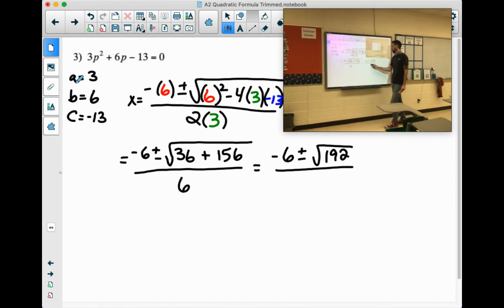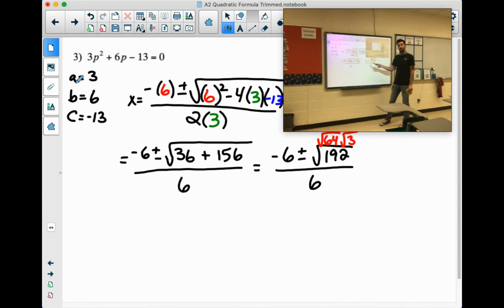over 6. Now, 192 does have some perfect squares in it. So let's see, 192 divided by 4 is 48, and I know 4 still goes in there. So let's try 192 divided by 16. Ooh, 12. There's still one in there. Okay. 192 divided by 36. No, that doesn't work. 192 divided by 64. There we go. 64 and 3. So we can break this up with perfect squares.